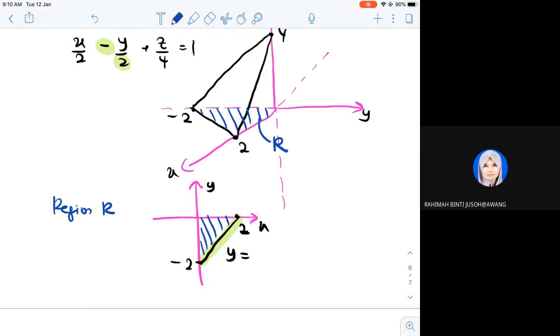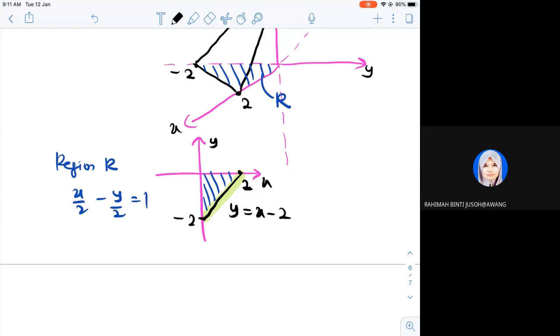Okay, asal-asal kita adalah X/2 minus Y/2 equals to 1, isn't it? So Y equals to? X minus 2. Y equals to X minus 2. Okay, well done. Very good. X minus 2, yes. Okay, so now boleh agak tak limit integration kita? Boleh imagine tak limit of integration?